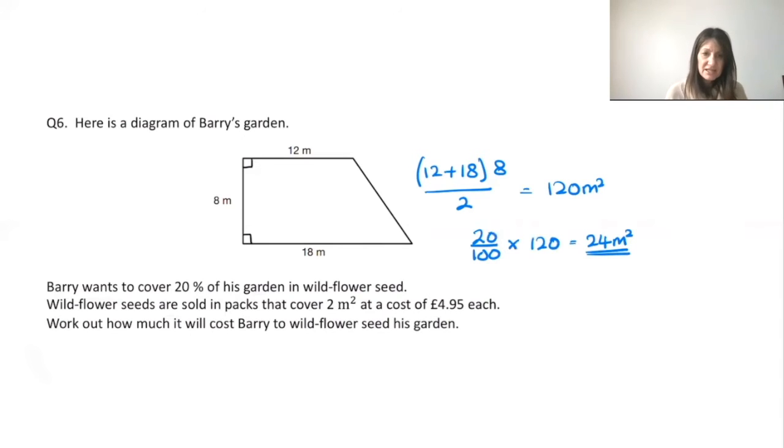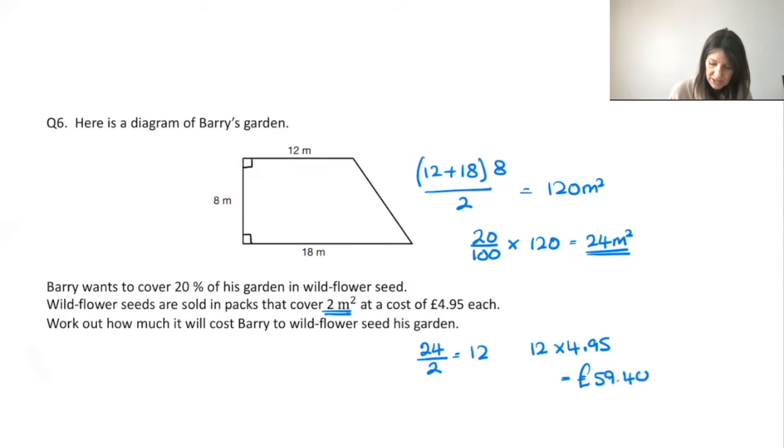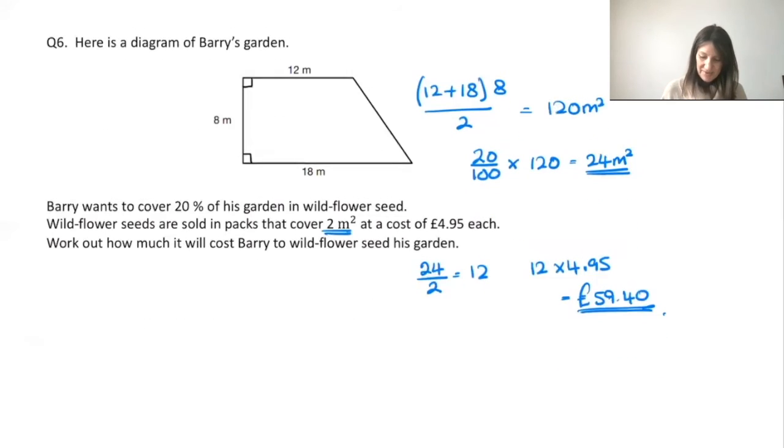Now the seeds are sold in packs of 2. So we're going to take our total 24, divide it by 2, and we are going to have to buy 12 packs. So 12 packs at £4.95 each is going to give me a grand total of £59.40. So quite expensive there. Hopefully the flowers will be gorgeous. All right, so that's question 6 done.